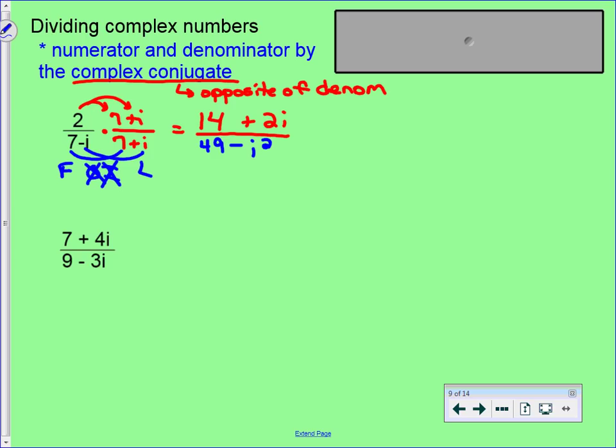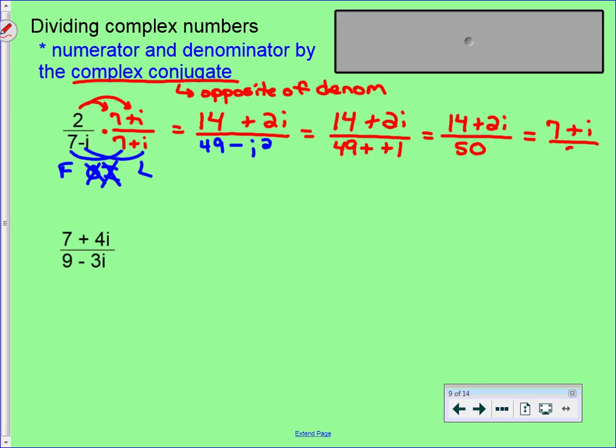As you're looking at this, hopefully you realize that we can simplify a few things. We have a 14 plus a 2i, and in that denominator, this i squared will turn into a 49 minus that i squared of a negative 1. Two negatives right next to one another create a positive. So in this case, we end up with a 14 plus 2i all over 50. And we're so close to our final answer, because we can still simplify this by dividing everything in our numerator and denominator by 2. So we end up with a 7 plus i over 25.